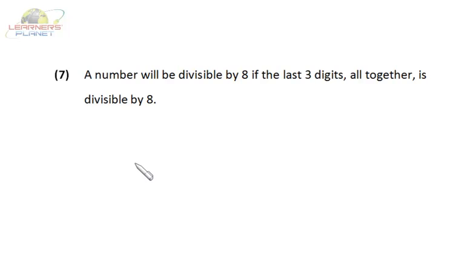Now let's discuss the divisibility rule of 8. A number will be divisible by 8 if the last 3 digits altogether are divisible by 8. Friends, once again, it doesn't matter how many digits are there in the number. We just have to concentrate on the last 3 digits. Suppose I have a number 2, 3, 4, 5, 6. Now just see the last 3 digits. This is 456, and check whether 456 is divisible by 8 or not.